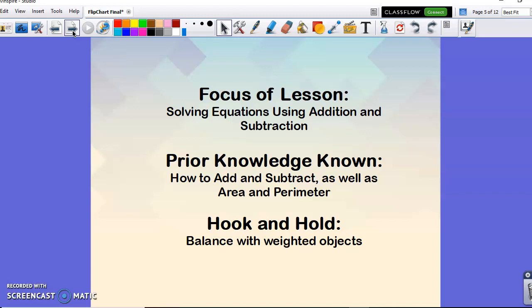Then the hook and hold that we have is using balances and weighted objects. Prior to the class starting, balances will be placed in the room with set mass cubes on them, so each side will be equal to one another. The students will experiment with each side of the balance in order to switch the predetermined sides, but still have the balance equal. They'll be given small cubes, cubed logs, and large blocks.